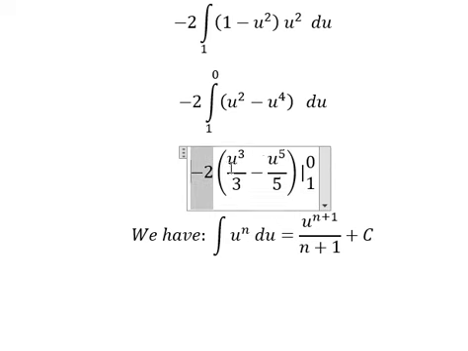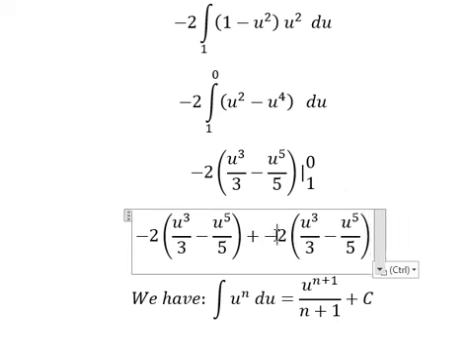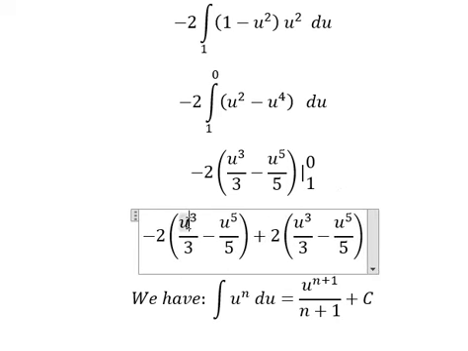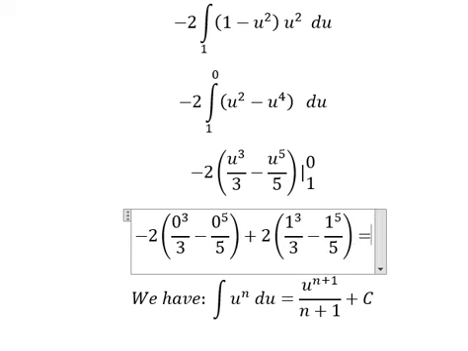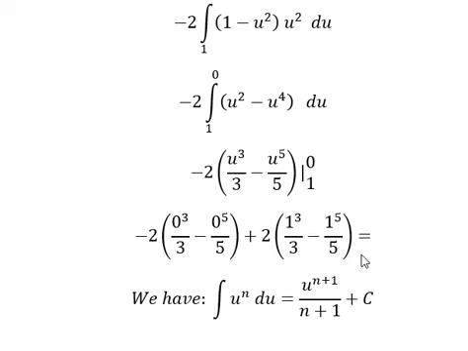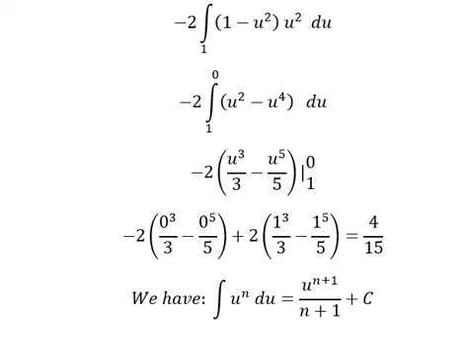And now we have the final answer. So we put number 0 in here, number 1 in here. So we have the final answer, 4 over 15. This is the end.